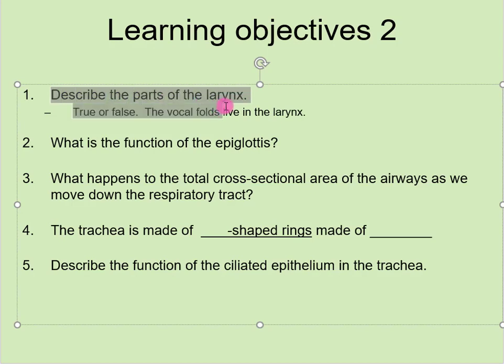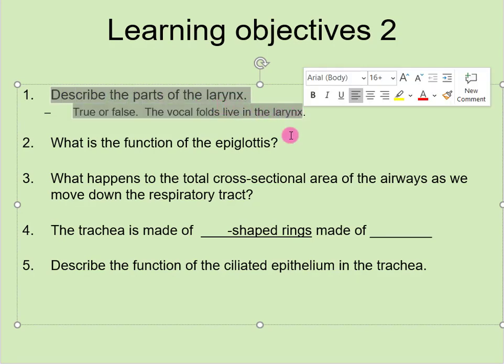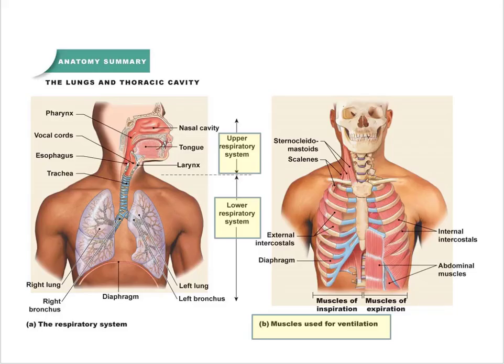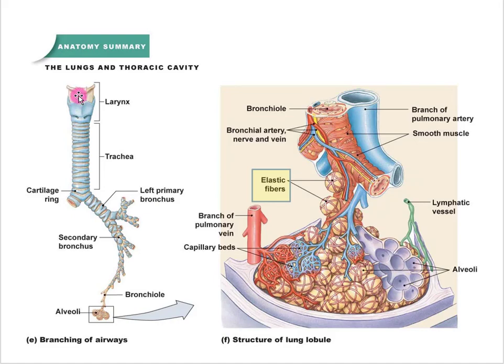Okay, so where are we? We described the parts of the larynx, and we said the vocal folds live there. We talked about the epiglottis. Let's talk about the total cross-sectional area now. This picture is just giving you an overview, reminding you of the upper and lower respiratory system. But if we zoom in, there's your trachea again. Here are my bronchi that break out into other bronchi and then finally into bronchioles and such.